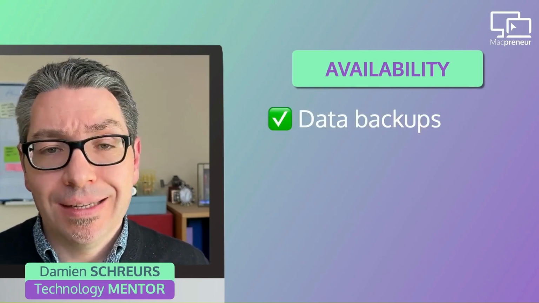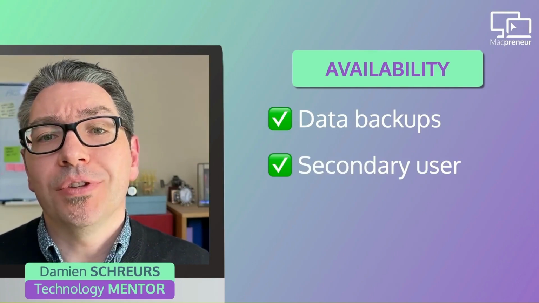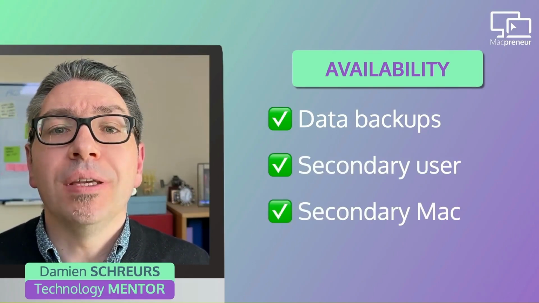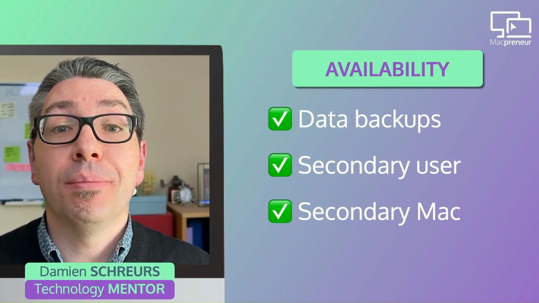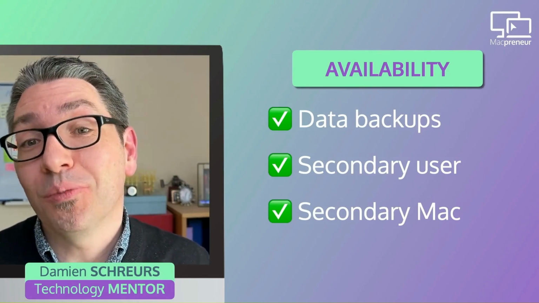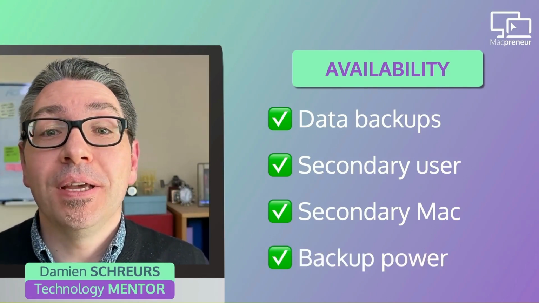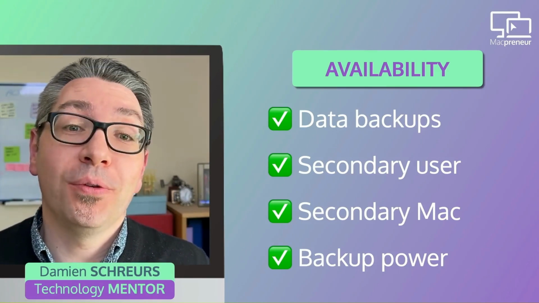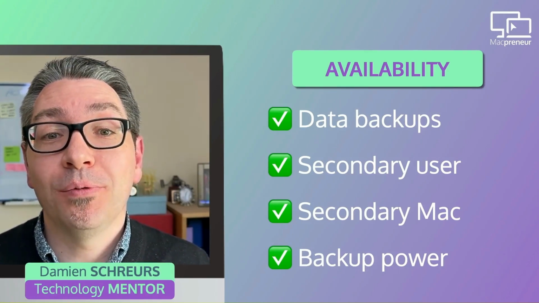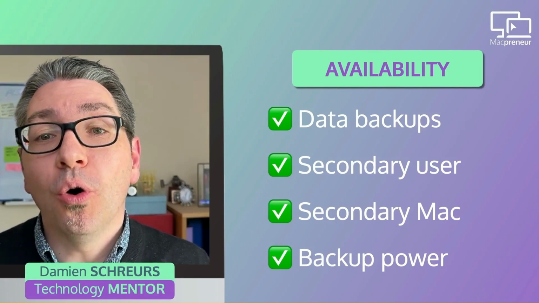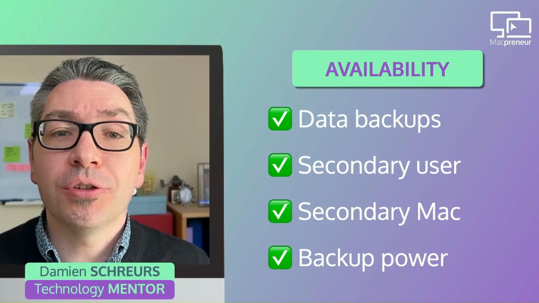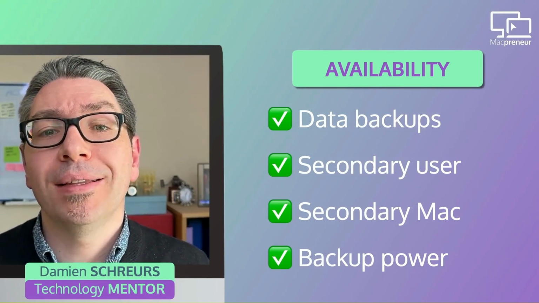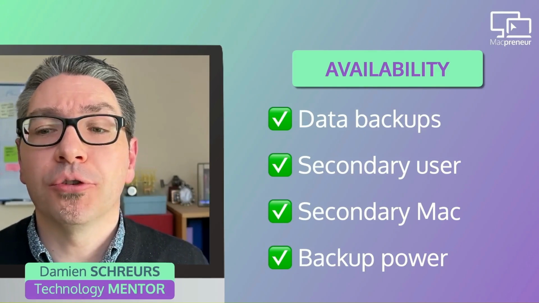For the availability pillar, the checklist covers data backups, the creation of a secondary user account, the importance of having a secondary Mac ready in case of problems, and finally, backup power, whether through a spare power adapter for a MacBook or the use of an uninterruptible power supply for Mac desktops and your internet router.